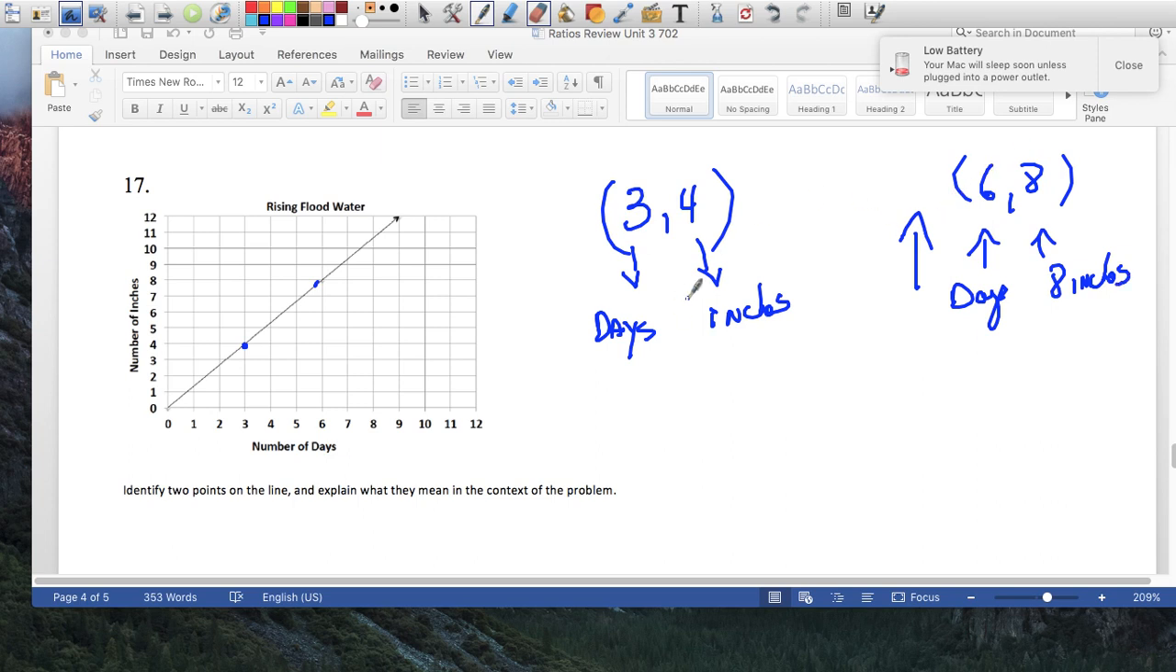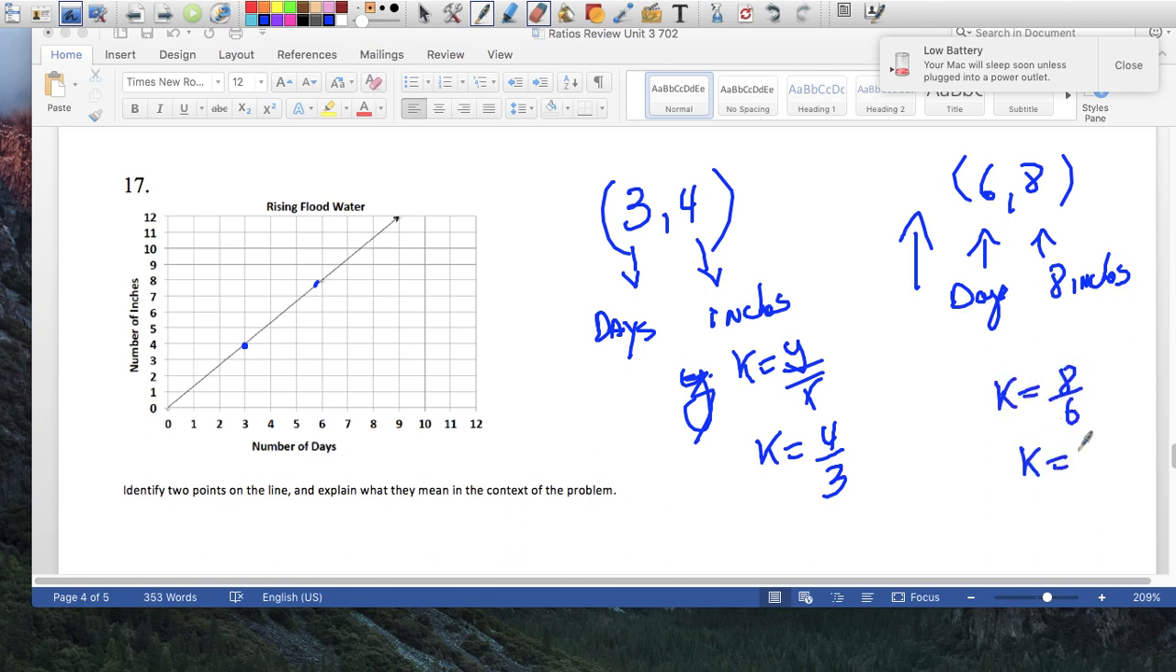If you also want to talk about proportionality, if you do k equals y over x, k equals 4 over 3, and then here k equals 8 over 6, and k equals 4 over 3 again, simplified. You can tell that both points, their unit rate is the same, constant of proportionality is the same, so therefore it makes the whole thing proportional.